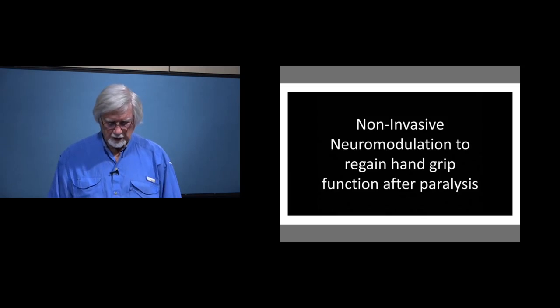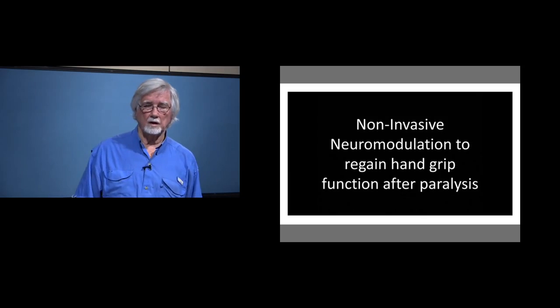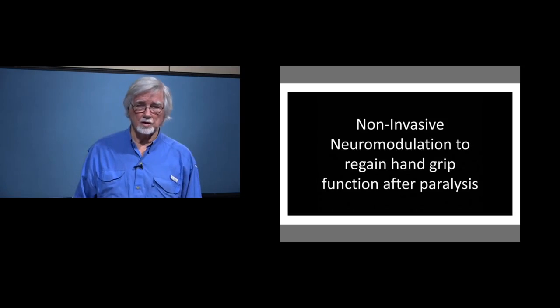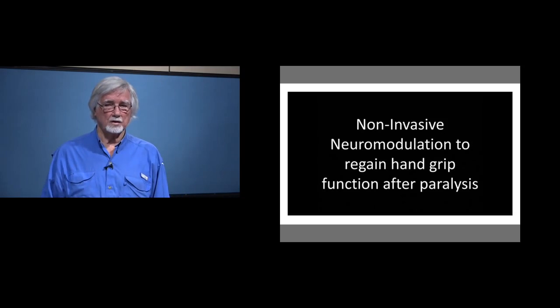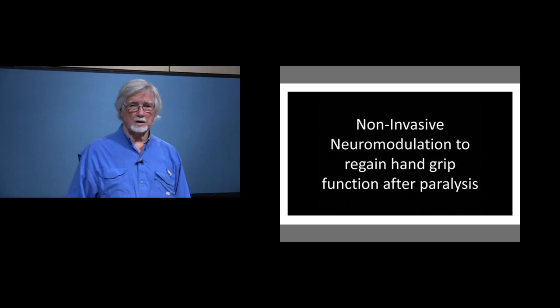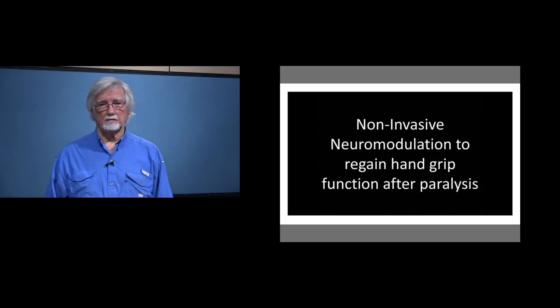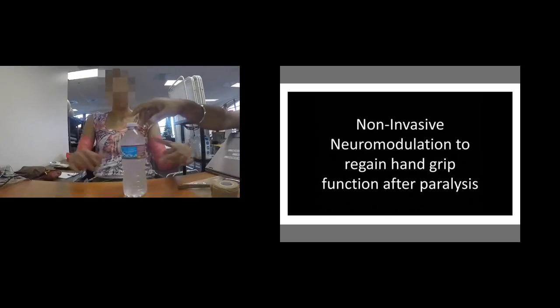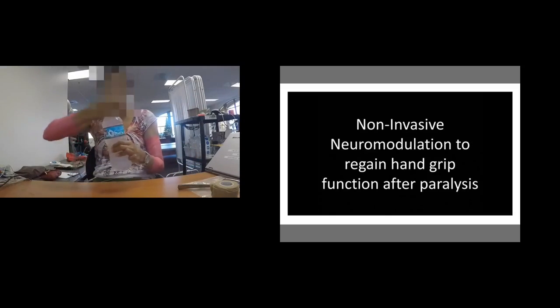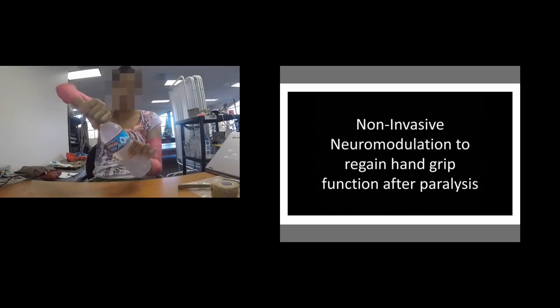Stimulation of the cervical region is affecting more than those muscles that are just associated with grip. It's also affecting the more proximal muscles, which enables the person to move the limbs in a more controlled way, so they can add the control of the proximal muscles to the distal muscles and get even more function. But in addition, almost all of the subjects are showing significant improvement in trunk control. So there are multiple physiological systems that are responding.